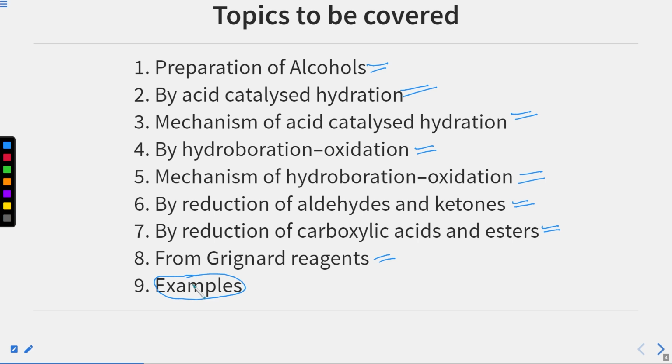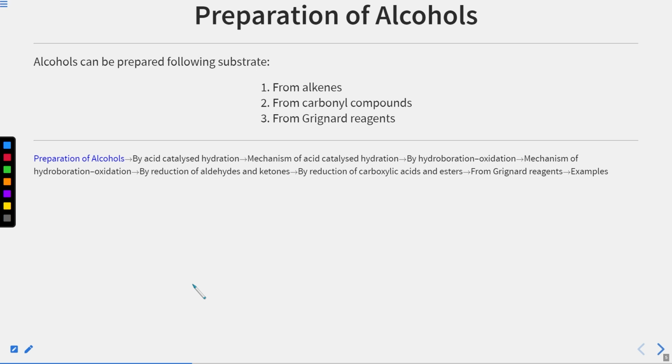So let us start today's class. The first question is, what are the substrates that can be used for the preparation of alcohol? The first one is alkene, which simply means containing a double bond. Then we have carbonyl compounds, the ones which contain C double bond O. And the Grignard reagent, that is RMgX. So these three substrates will be used for the preparation: alkene, carbonyl, and Grignard reagent.